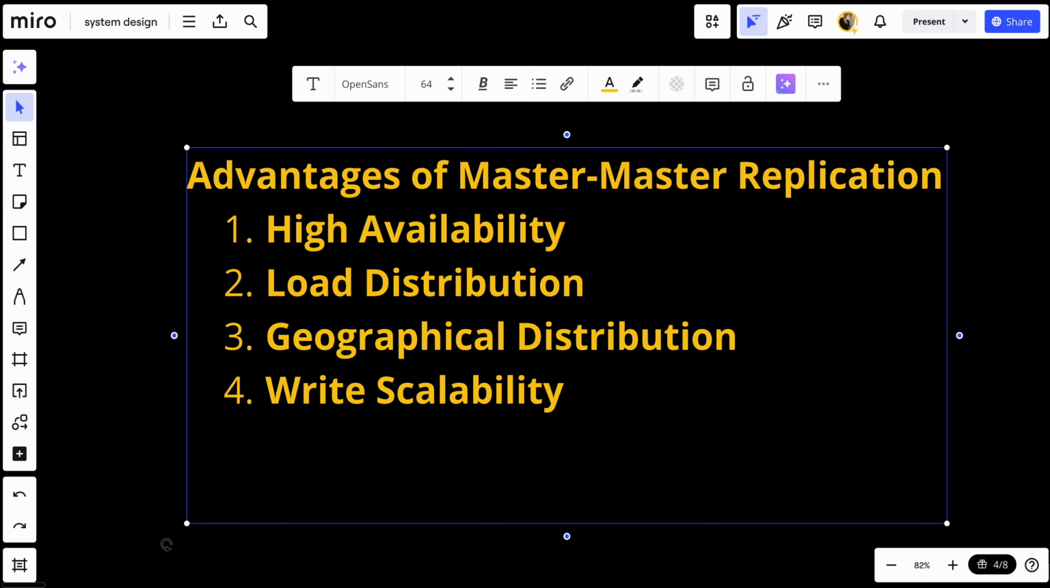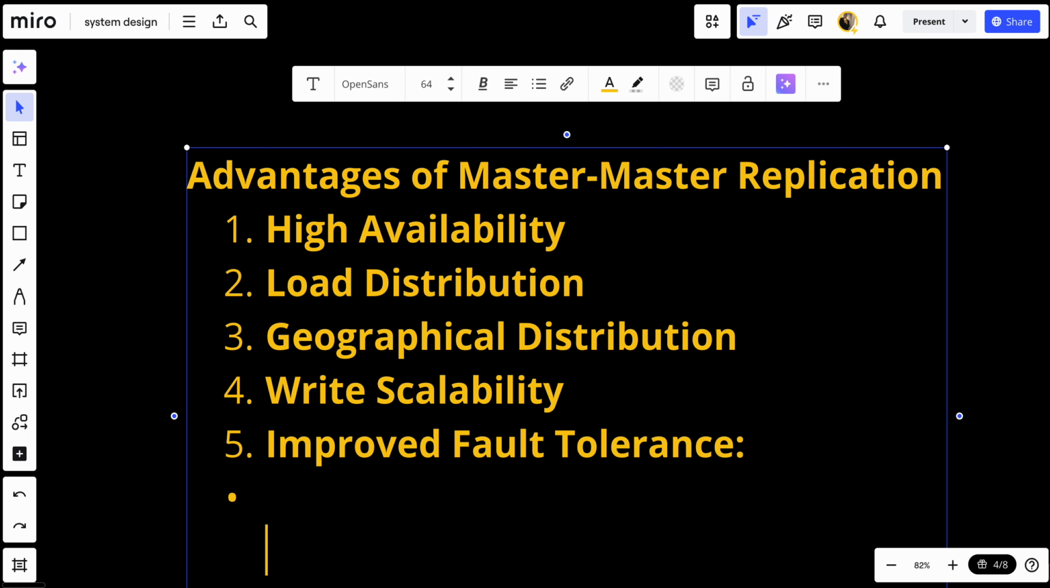Number four, which is write scalability. Unlike master-slave replication, where all writes must go through a single master, master-master replication allows writes to be distributed across multiple nodes. This improves write throughput and scalability, making it suitable for write-heavy applications.